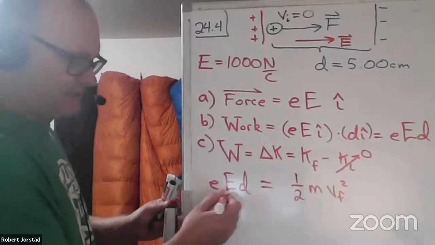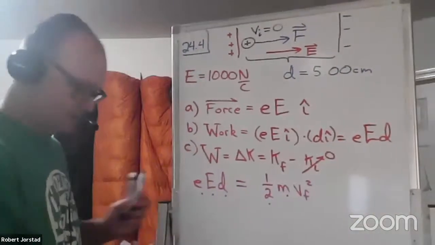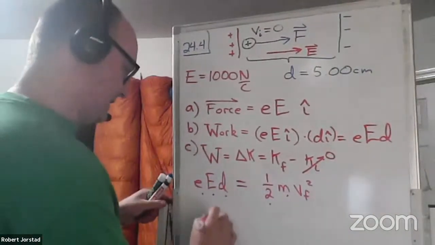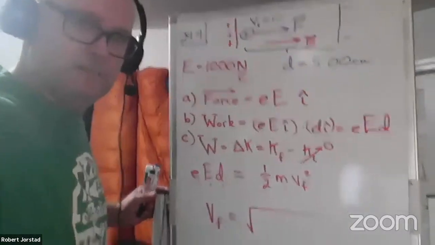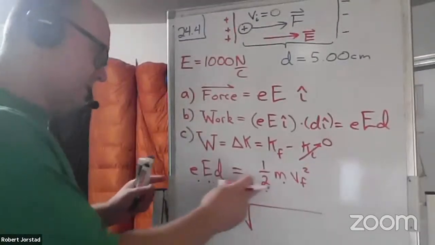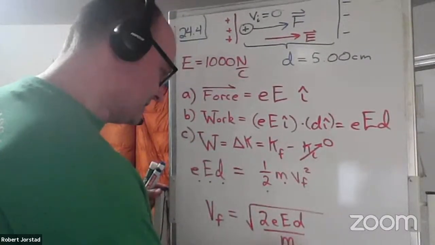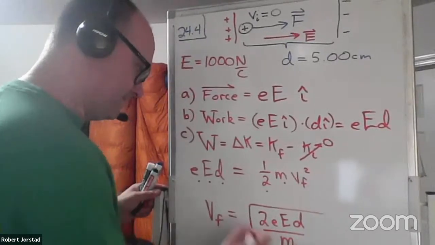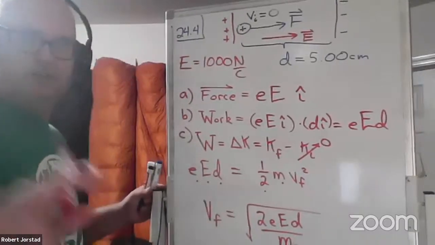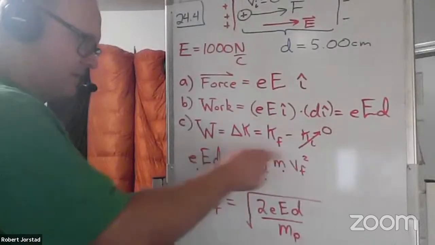We know this. Solve for V final. What do we get for that? Let's see. V final equals the square root of something. I've got to think here. What is that? 2 E D over M. And just to be clear, it's not the mass of the electron. This is a proton, right? So it should look something like that. Make sure I didn't screw it up. 2 comes over, and yeah, square root.